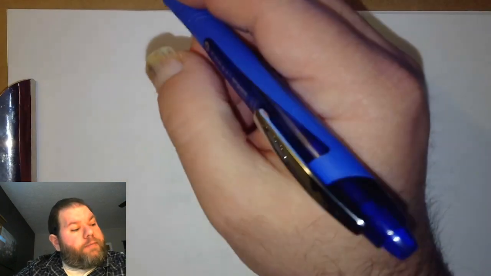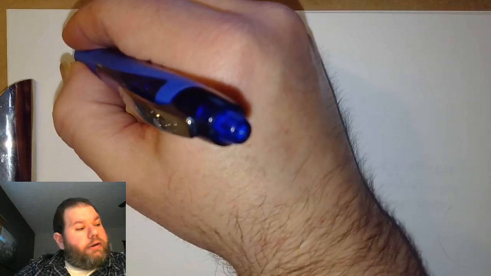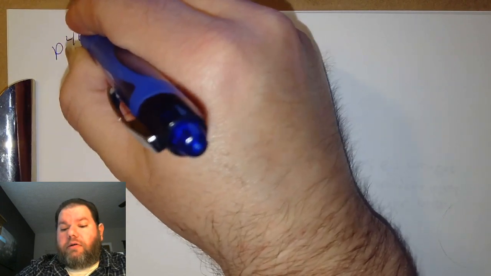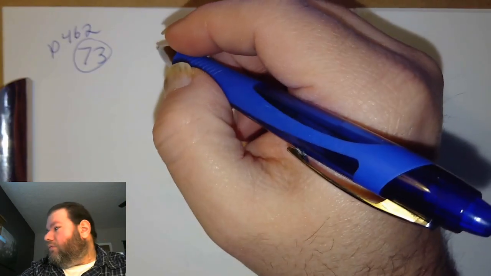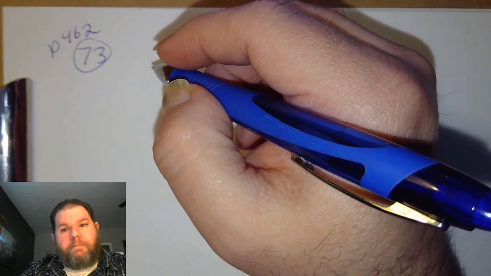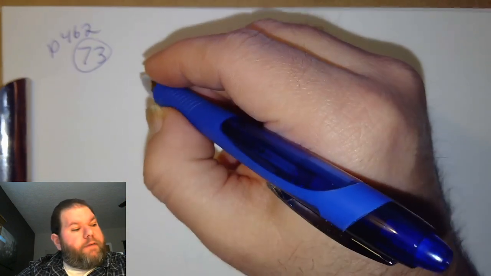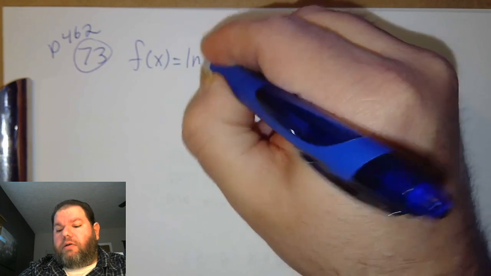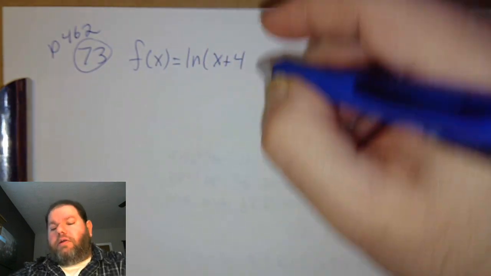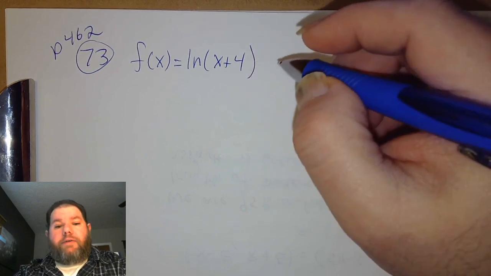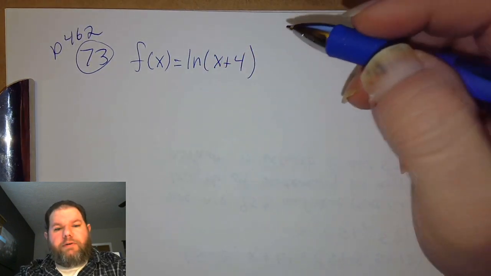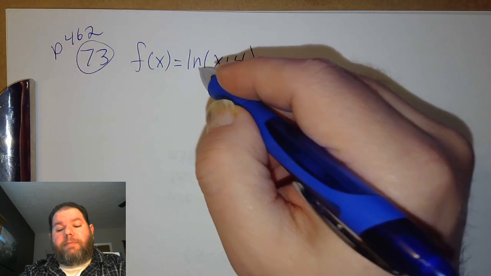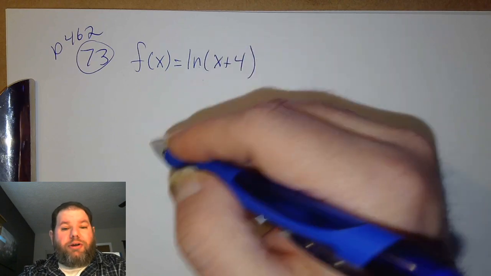Well, for the graph problems, let's see, 73, this is page 462. We have f of x is natural log of x plus 4. Our goal is to sketch the graph. Now, natural log, log base 2, log base 3, they're all kind of similar in shape, because this is log base e, and e is a number that's between 2 and 3.